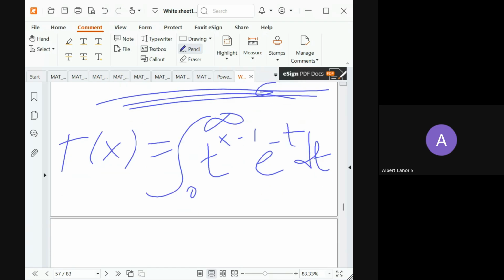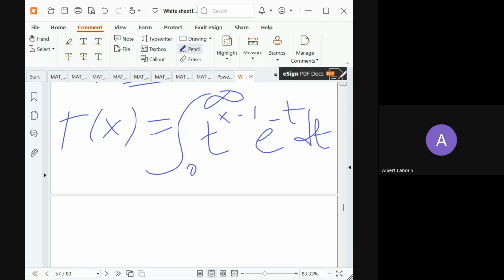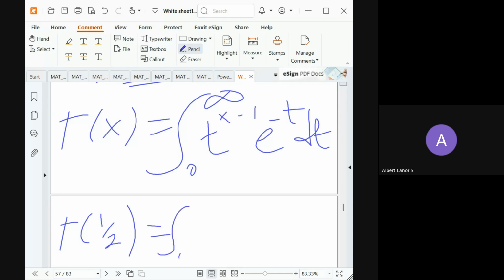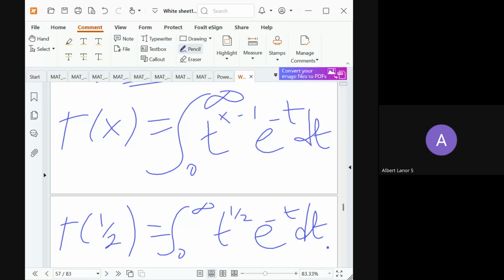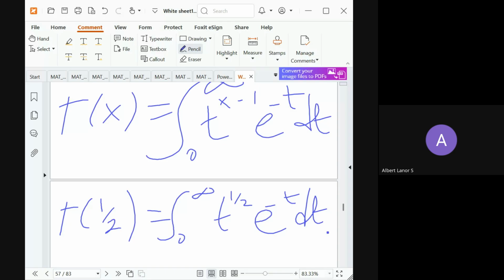Now, first, we want to find gamma of half. If x is half, you're going to have the integral from 0 to infinity of t to the power half, e minus t dt. Now, this is an integral that we can easily do using integration by parts. So you have to use integration by parts to do this.